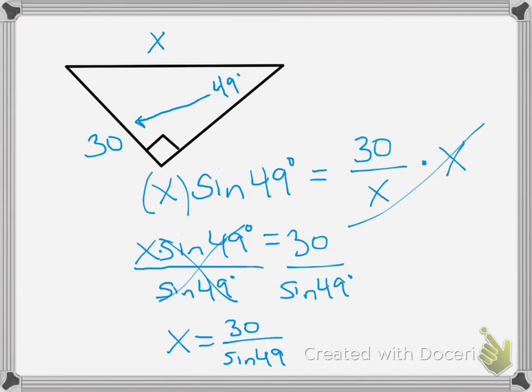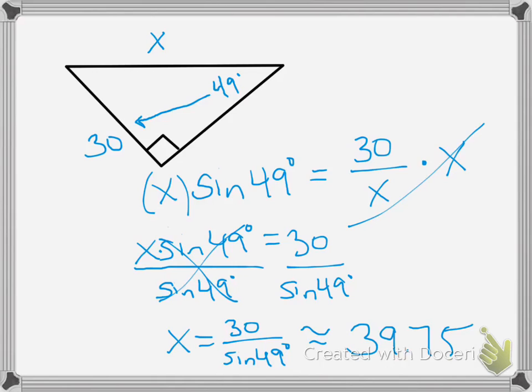That's the exact answer. But for most people, myself included, we need to see a decimal representation to know what that means. So we will go to the calculator and figure out the answer as a decimal. And from the calculator, this works out to be about 39.75.